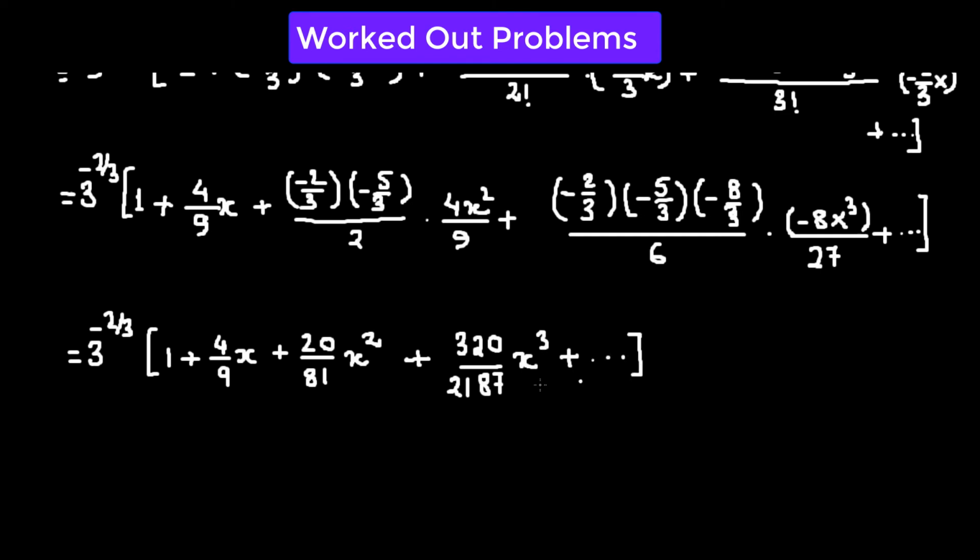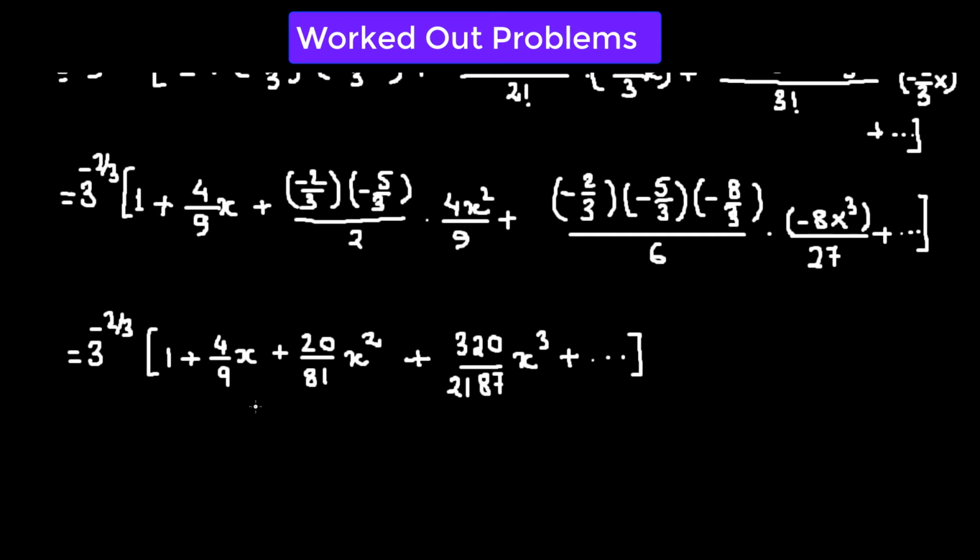and the remaining terms. Since we are asked to find the first 4 terms, the first 4 terms will be given by 3 raised to the power negative 2/3 times these terms. We could multiply it out, but I'm leaving it the way it is. So we have the 4 terms.